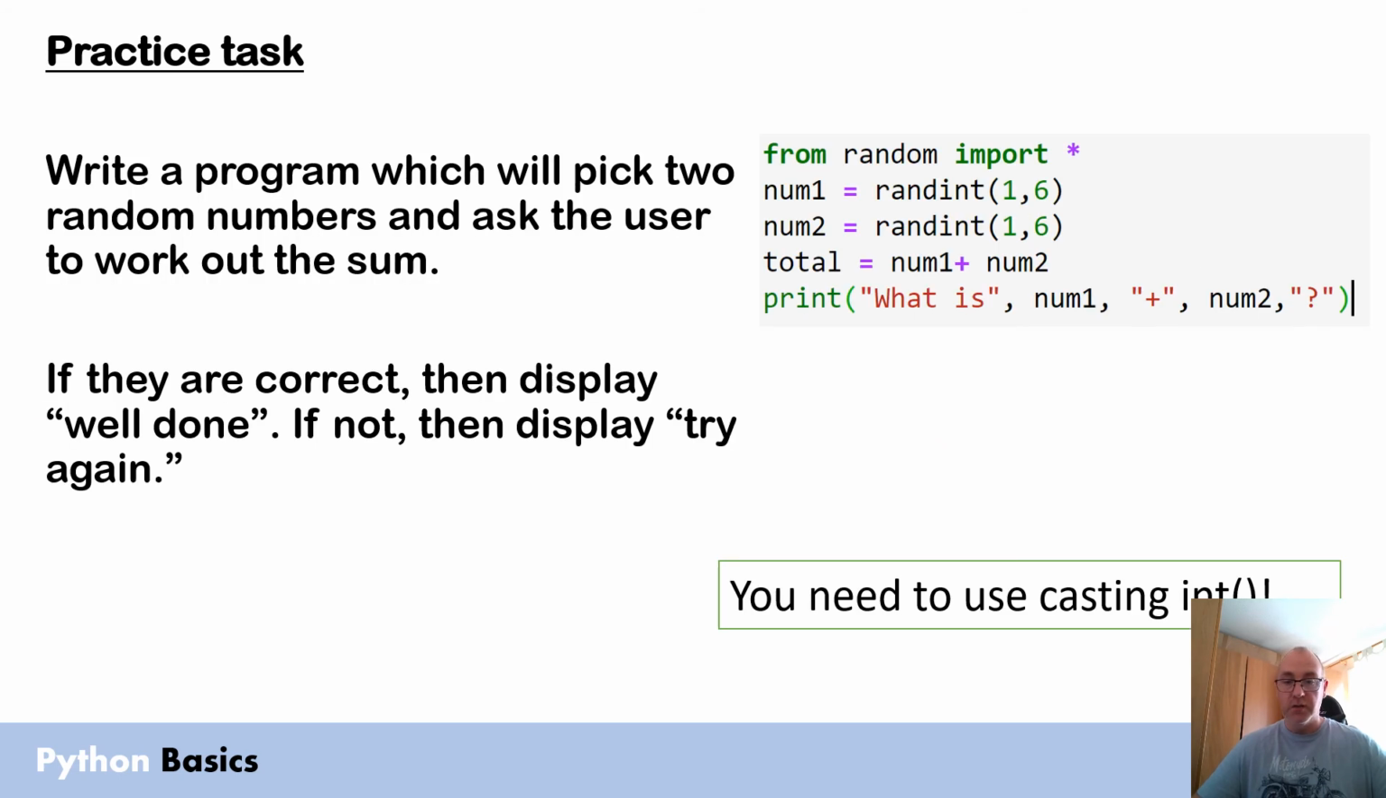So time for you to do a bit of practice. Now, you need to write a program which will pick two random numbers and ask the user to work out the sum. I've given you the starting code here to do that, so please enter that code first. What you've then got to do is use input to ask the user for their answer, and then compare what they've typed in with what the total is here. You will need to use casting to an integer on the input in order to get that working. If they are the same, print well done. If they're not, say try again.